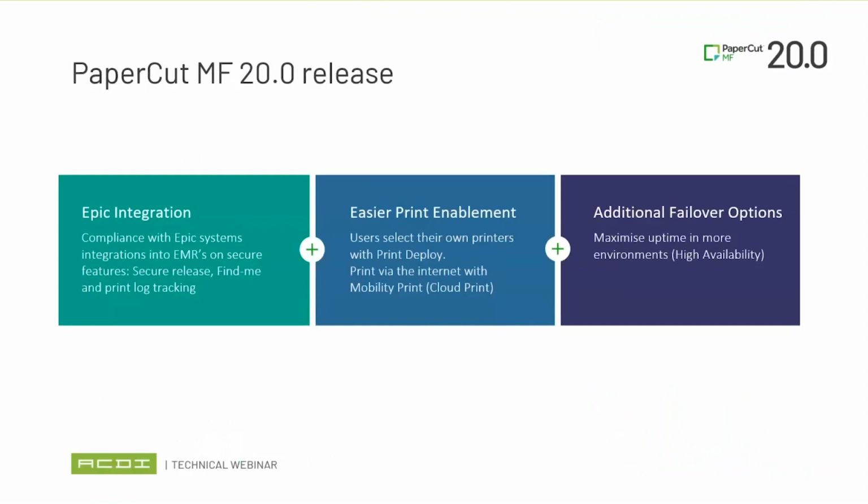Here are the highlights. A deep dive on all of these features is coming up. First, we'll talk about the new integration with Epic and healthcare in general. Then we'll take a look at the cool enhancement to Print Deploy, making it even more versatile for users. And the other big bullet point with this release is the additional failover options. Yep, talking high availability here to maximize product uptime with PaperCut.